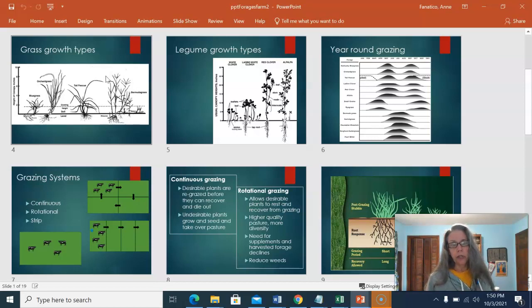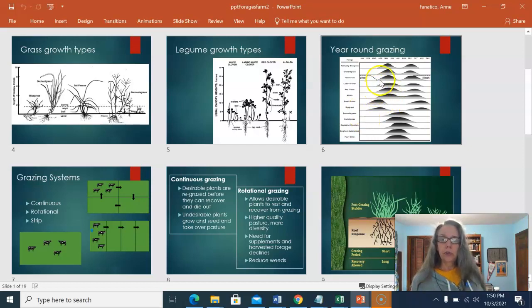We've actually started working on a few grasses like orchard grass and fescue, recognizing the leaves, their growth formation, and recognizing some of the legumes also. It's very important to be able to do year-round grazing if you're depending on forages instead of corn, for example.